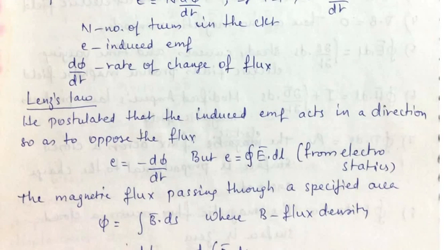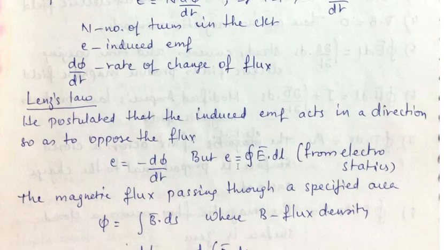Lenz's law, he postulated that the induced EMF acts in a direction so as to oppose the flux. So you can see Faraday's law was modified by Lenz. According to Lenz, this is the equation, E is equal to minus d phi by dt. So this negative sign was given by Lenz's law because the induced EMF acts in a direction so as to oppose the flux. So E is equal to minus d phi by dt.